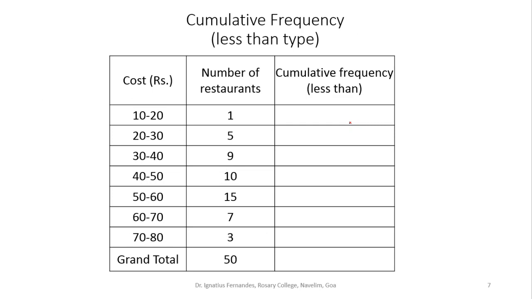So we go back to the frequency distribution table that we had earlier. This was the variable, the cost of meals, and the number of restaurants. This was the data in the case of the city of Mumbai. Now we will talk about how to calculate cumulative frequencies, and the cumulative frequencies we are talking about are the less than type. Okay, so let me start with the first class here.